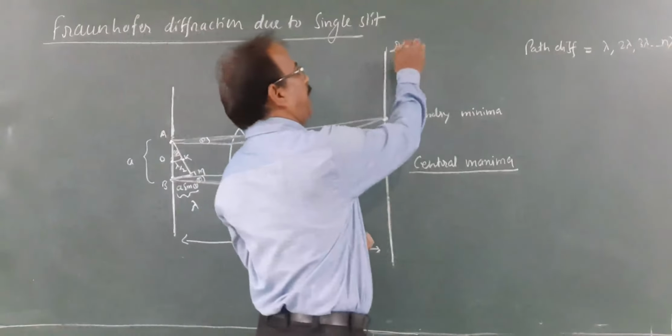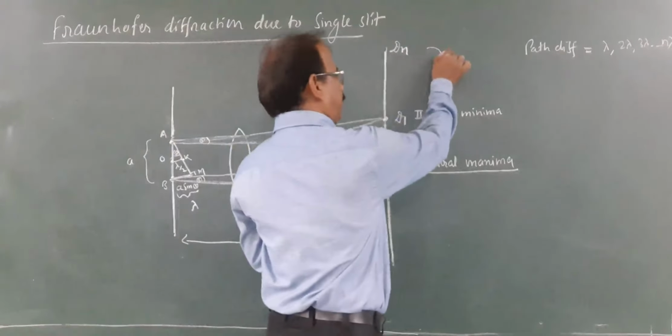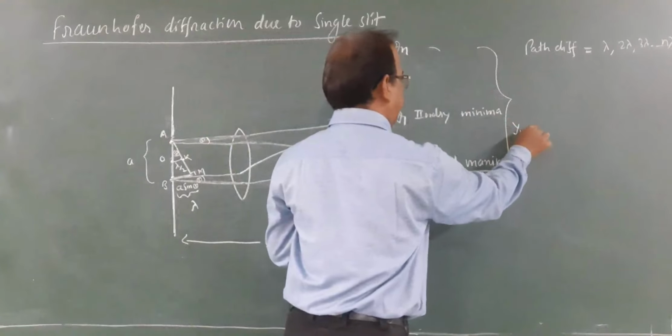Suppose that this is the nth secondary minima. Take the distance of this nth secondary minima from the center point as T.